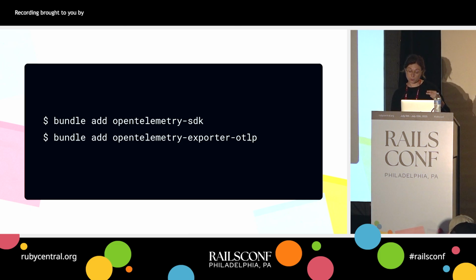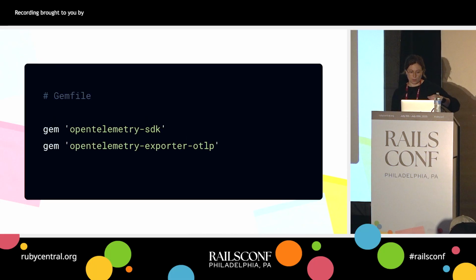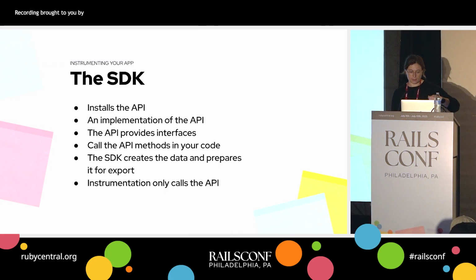So the first 2 pieces we're going to add are the SDK, which is what you need to generate traces and also run some basic configuration on your app, and then the OpenTelemetry exporter OTLP. We'll talk a little bit more about that in a second.